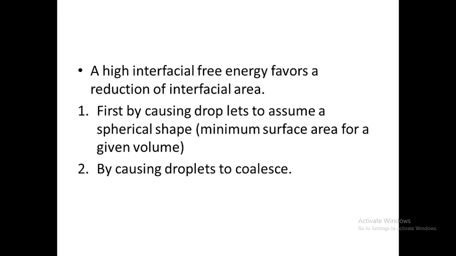So how is the interfacial area basically reduced? First of all, droplets try to assume a spherical shape, because the spherical shape has the minimum possible surface area. And second important thing, by coalescence of oil droplets. Due to the coalescence of oil droplets, the droplet size is increased, and due to the increase in droplet size, the interfacial area reduces. So these are the two important reasons behind the destabilization of emulsion.